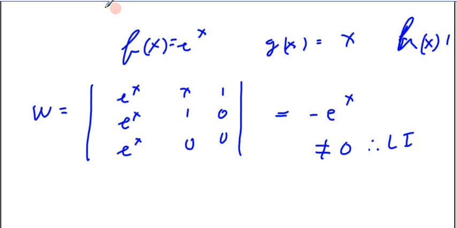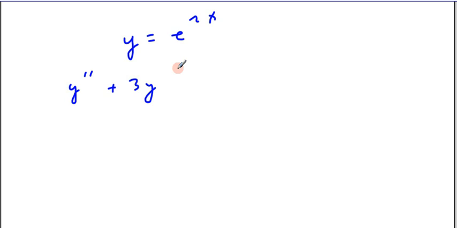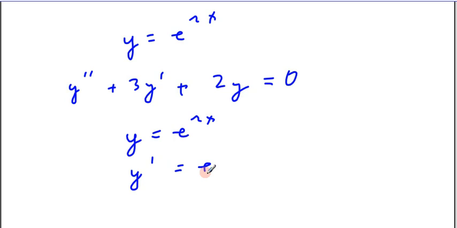Okay, well, back in chapter 1, we had a thing that said, what if the solution to the differential equation was e to the rx? So we're going to do that problem again and say y double prime plus 3y prime plus 2y is equal to 0. And y is equal to e to the rx, y prime is equal to r e to the rx, and y double prime is equal to r squared e to the rx.